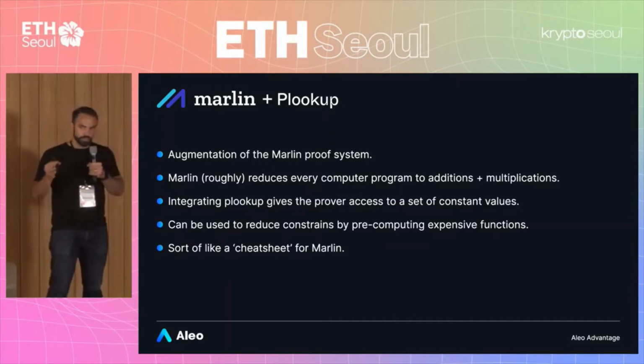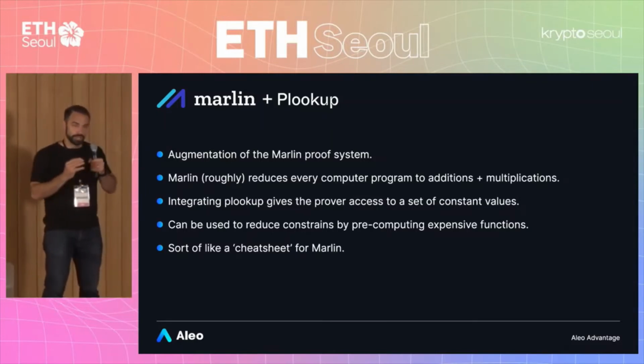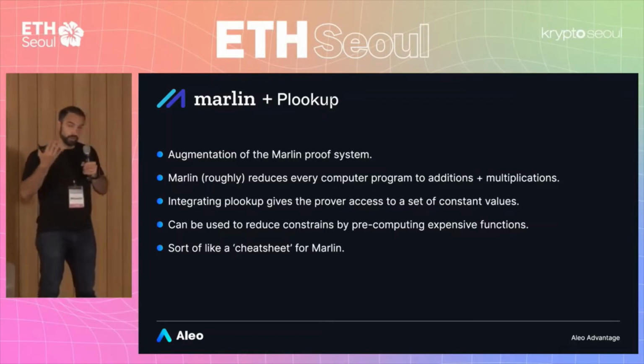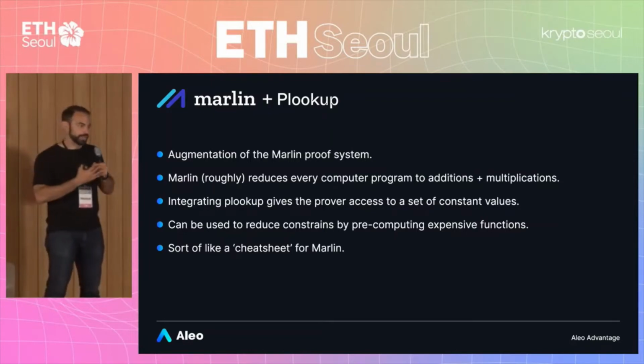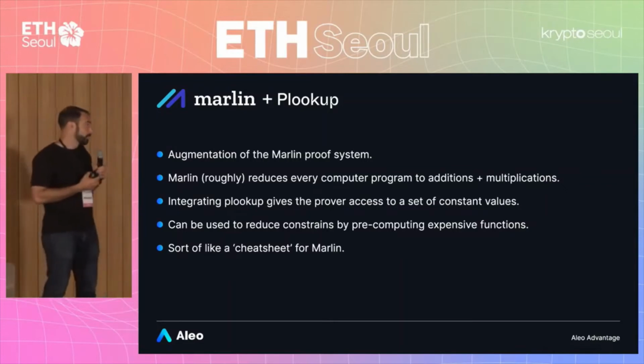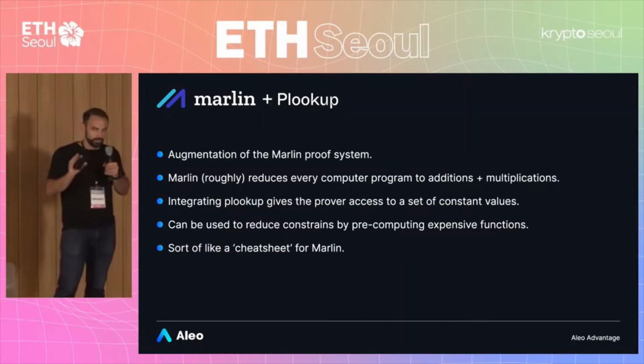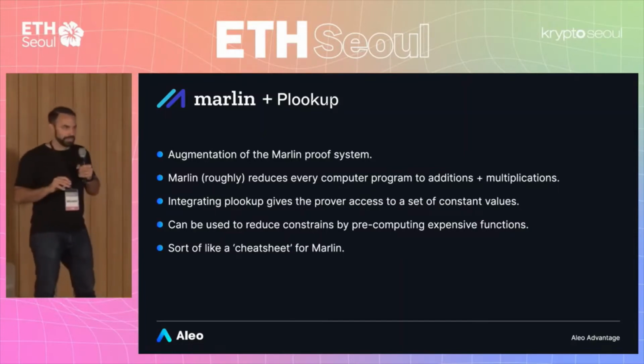And originally Marlin did not integrate any kind of lookup table, which is a feature of another proof system called Plonk. And so one of the things we're very excited about with what we're doing is we're integrating the best of both approaches here, and we're taking the lookup tables from Plonk and we're integrating them into the Marlin proof system to get much greater efficiency than you could in another context. And why is this important?